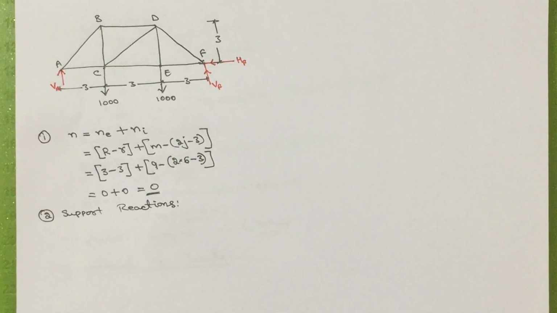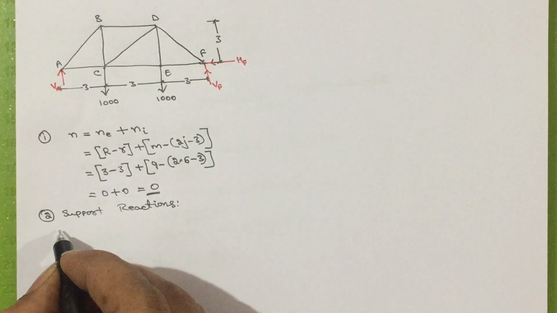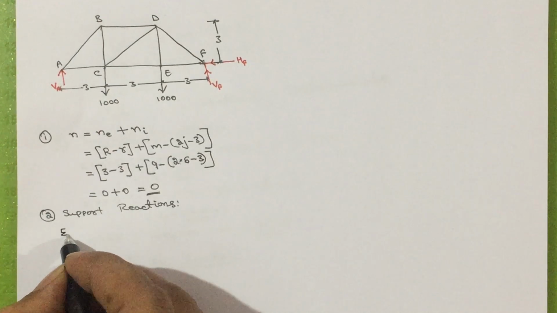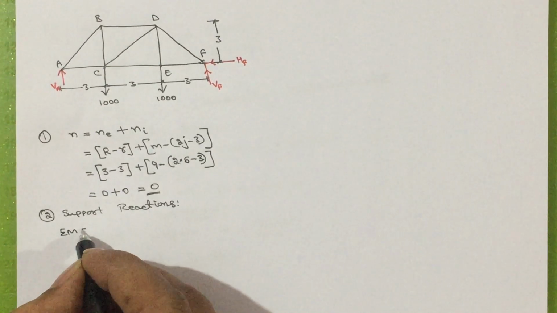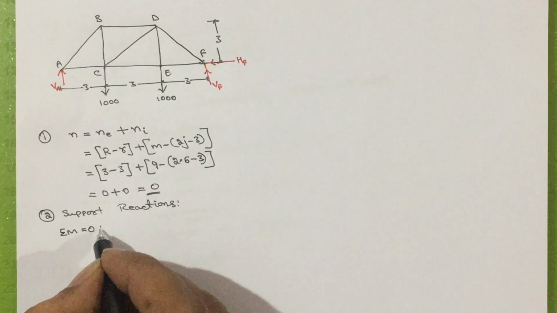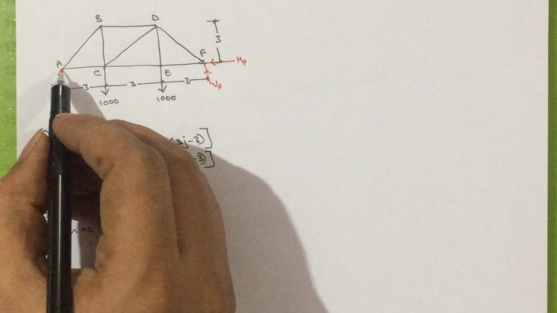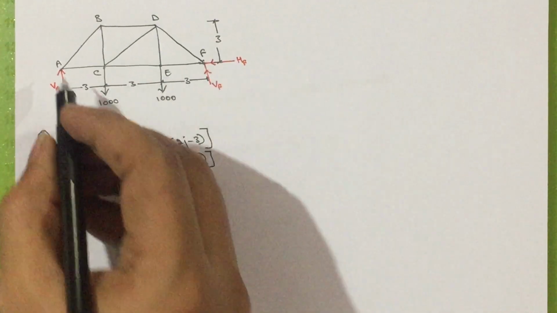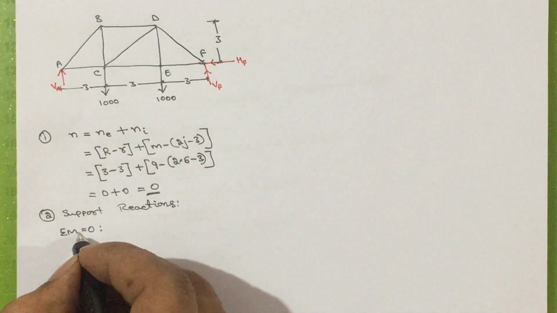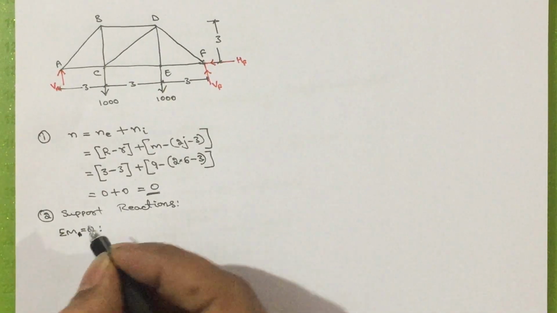We can calculate the support reactions by using 3 equilibrium conditions, that is, horizontal, vertical and moment should be 0. We will take the conditions in reverse order, that is, we are going to take moment first. Sigma M is equal to 0. But at which point do we need to take it? We need to take a support point, either A or F. I am going to take point A, sigma MA is equal to 0.